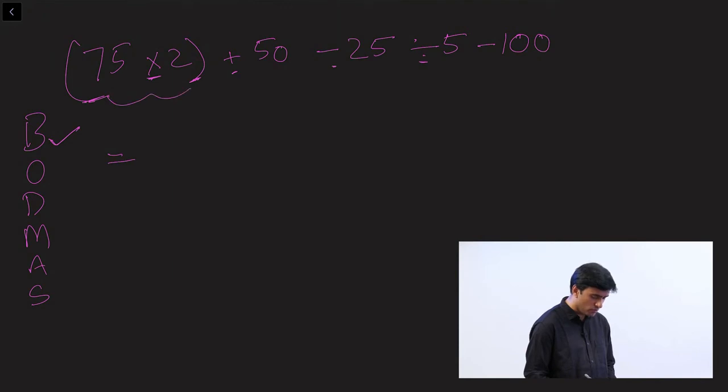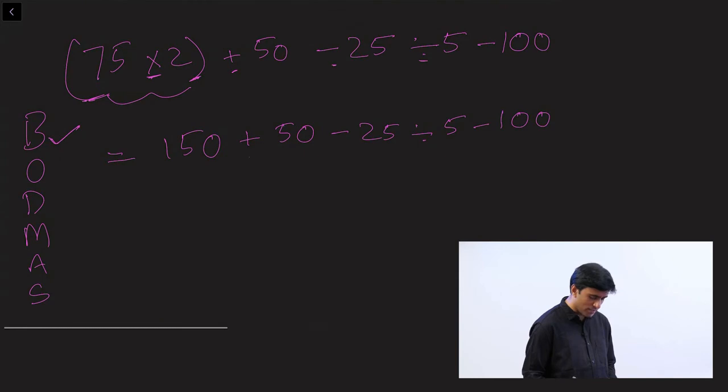75 into 2, that is 150, plus 50 minus 25 divided by 5 minus 100. The remaining operators are plus, minus and division. What do you do first? Division, that's right, D comes before addition or subtraction. So we solve that. 150 plus 50 minus 25 divided by 5 is 5 minus 100.